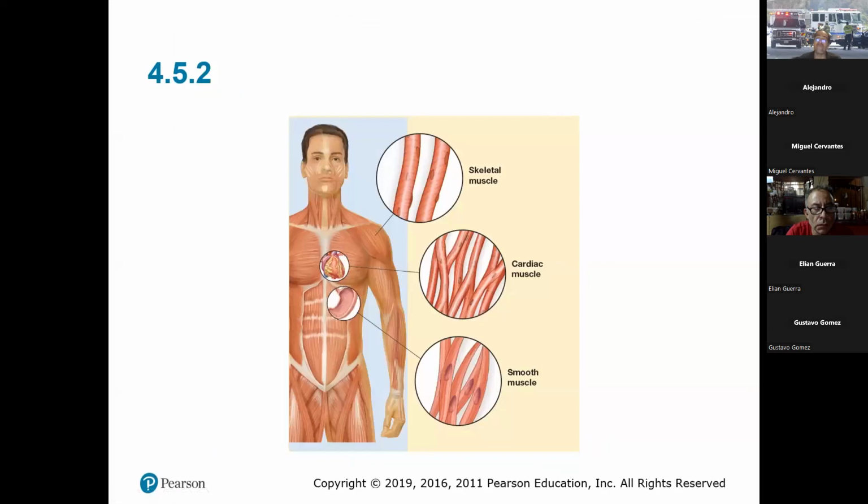Now, within the muscles, we have 3 different types of muscles. Skeletal muscles that are attached to the skeleton. And then you have your cardiac muscles, which are part of your heart or the cardiovascular system. And then you have your smooth muscles, which are basically part of your blood vessels, small intestine, and large intestine.